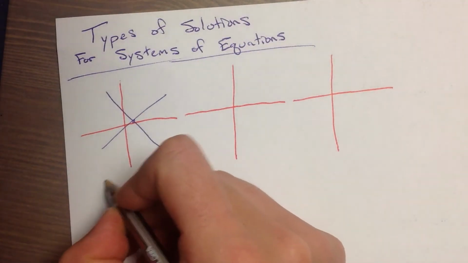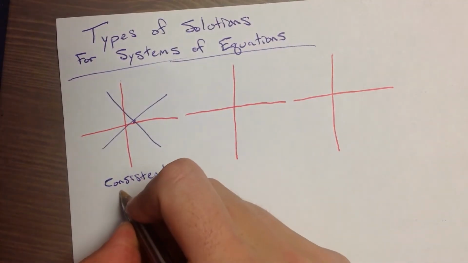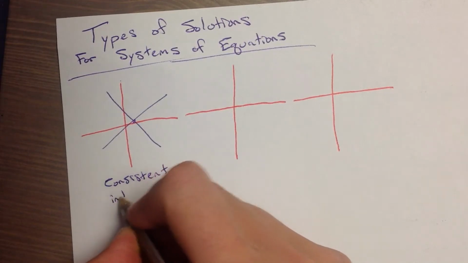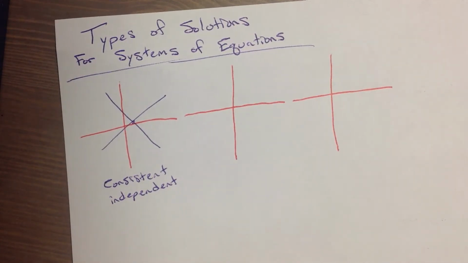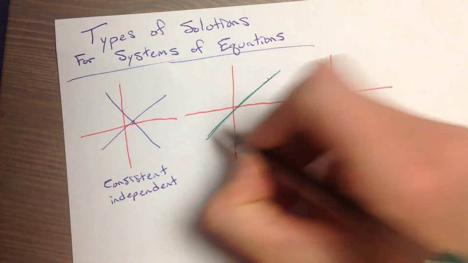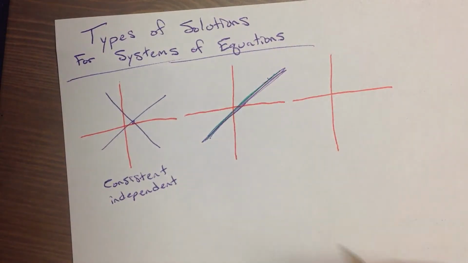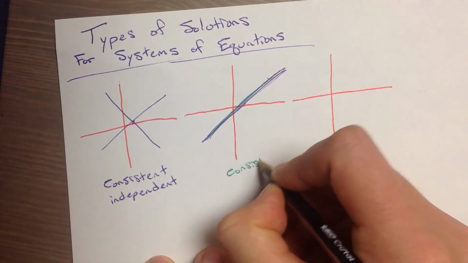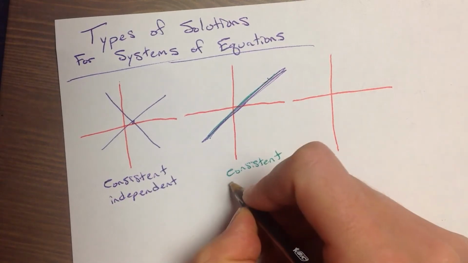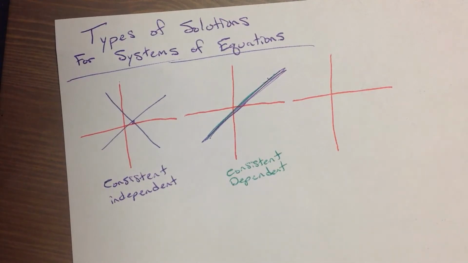This is called a consistent system. And since the two equations are different equations, they're called independent. Now, another thing that can happen is that we still get a solution, but they're actually the exact same line. They fall right on top of each other. In this case, they are also consistent because we did get a solution, but they're dependent because they are indeed the same line.